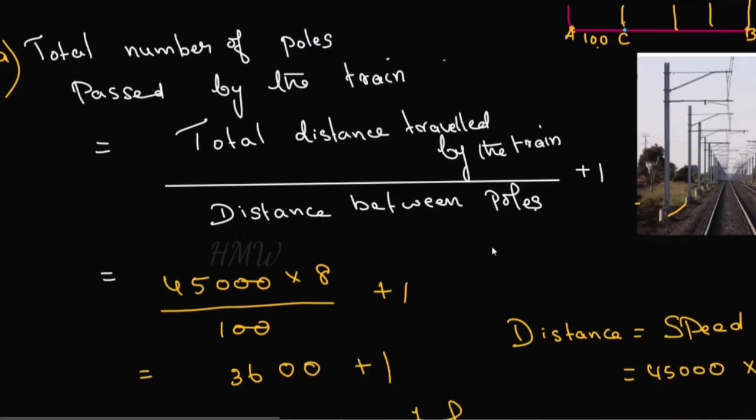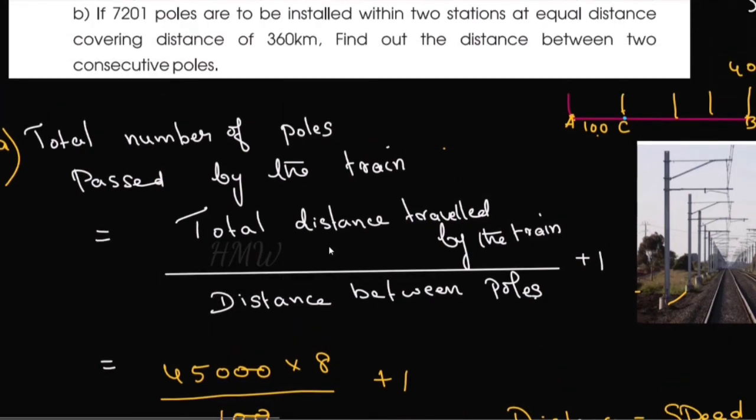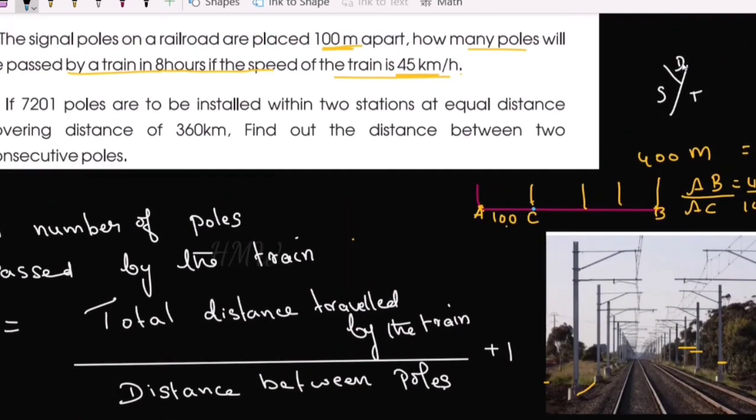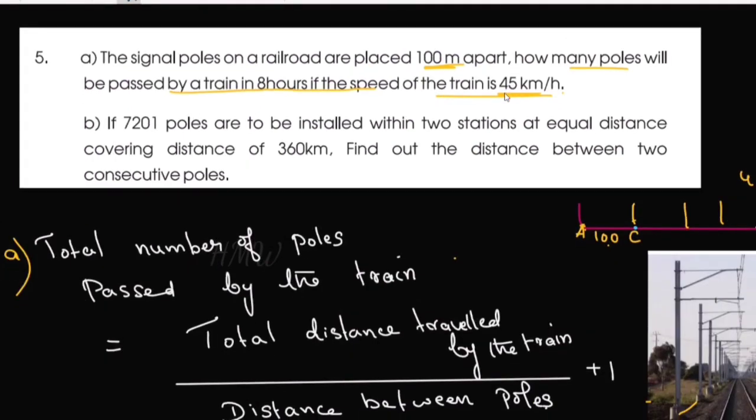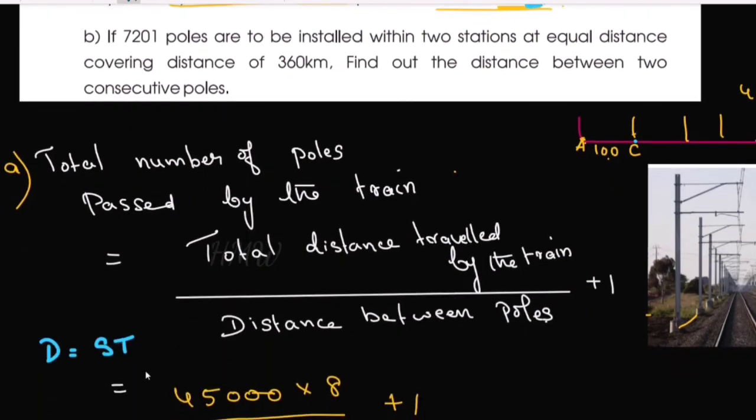So 45 kilometers, converting to meters. How do you convert? Multiply by 1000. 45 into 1000 is 45,000, into 8. The distance formula we know. What is the distance formula? Distance is speed into time. What is the speed? 45 km per hour. The unit here is kilometers, here the unit is meters, so you should have the same unit. So convert kilometers to meters.